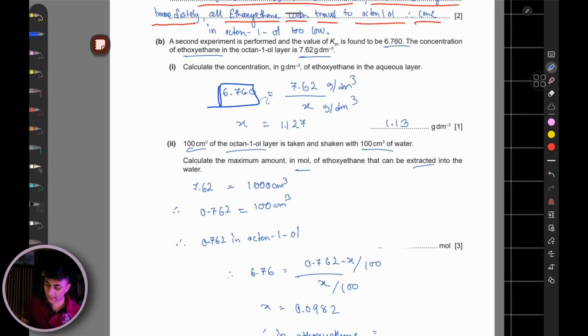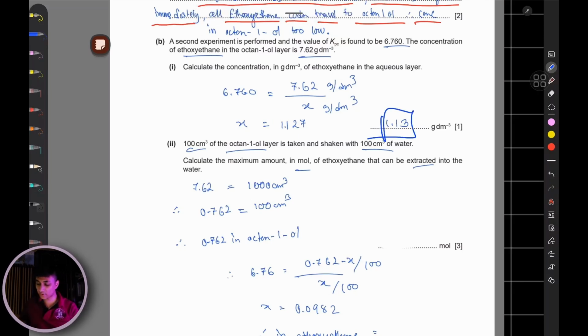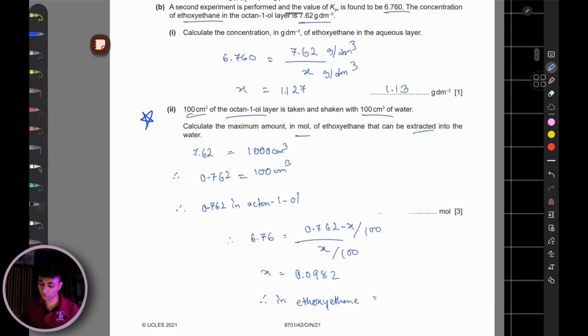You have your Kpc given, and you have the concentration of alcohol given, and you need to find the concentration in the aqueous solution. So just make X the subject over here, and you're going to get 1.127, that is 1.13. Fair enough. Now again, another tricky part is part 2 over here.